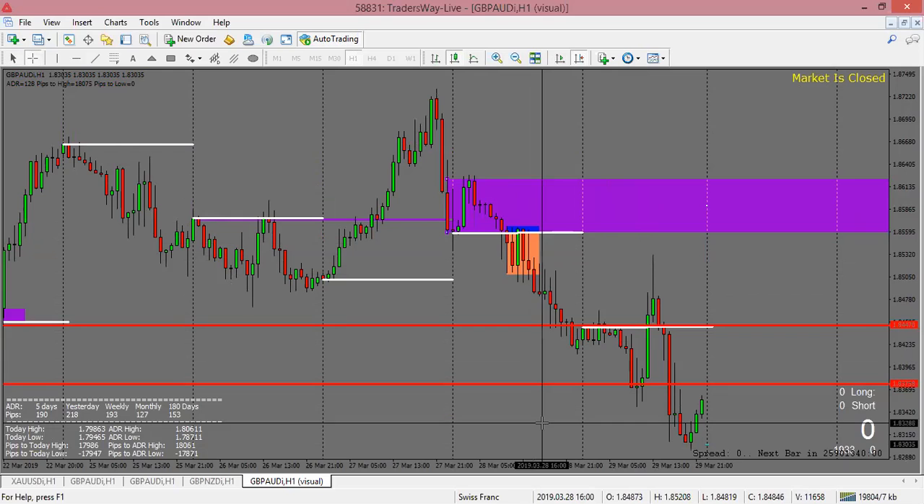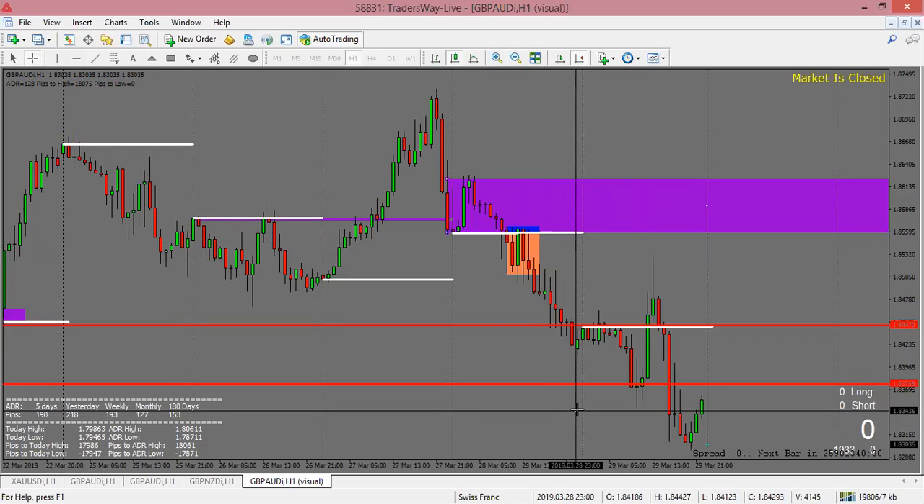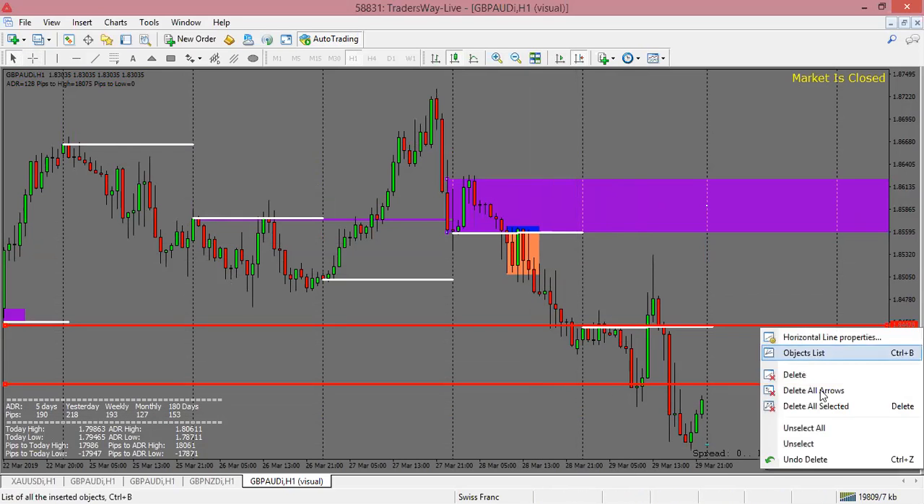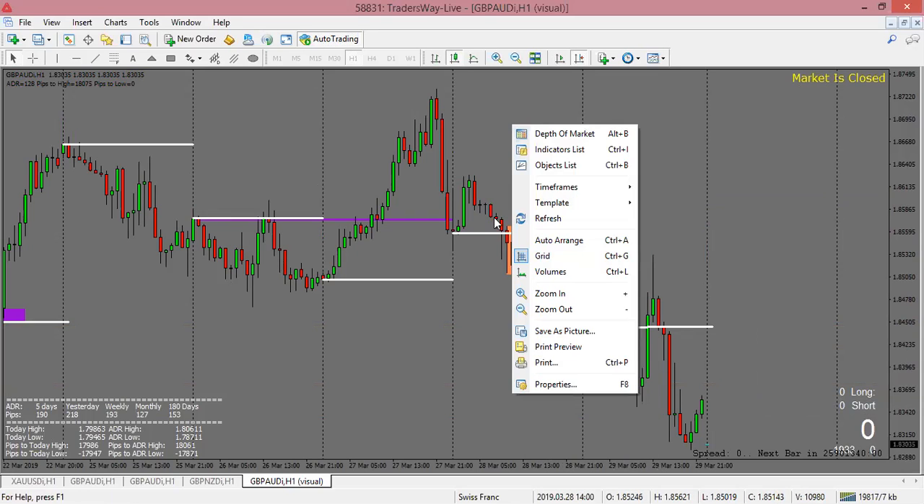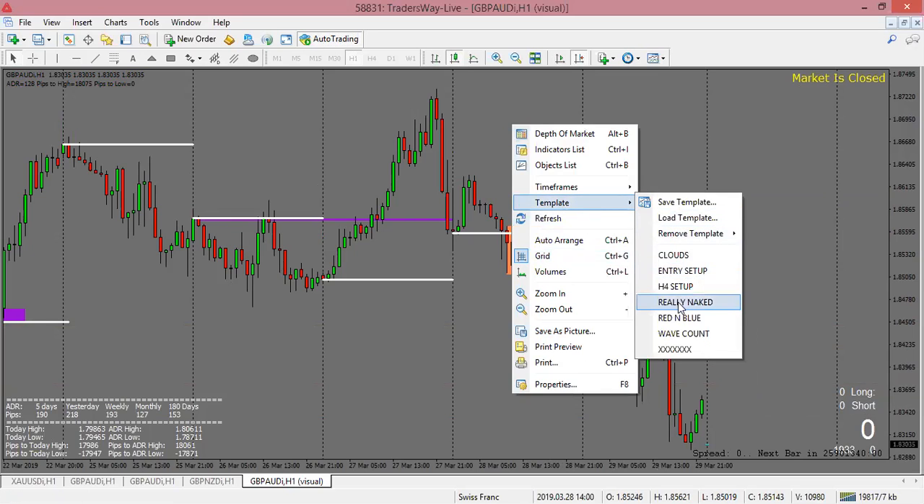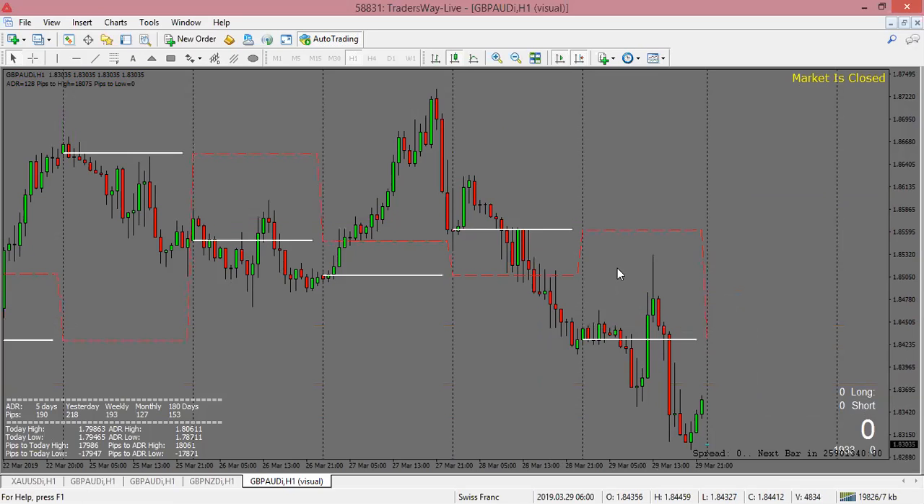From this point, I'm waiting. I want to see if sellers are going to lose momentum and if buyers have enough momentum to pick it up. Now that y'all got that quick explanation, let's actually do this live. Let's test this live.